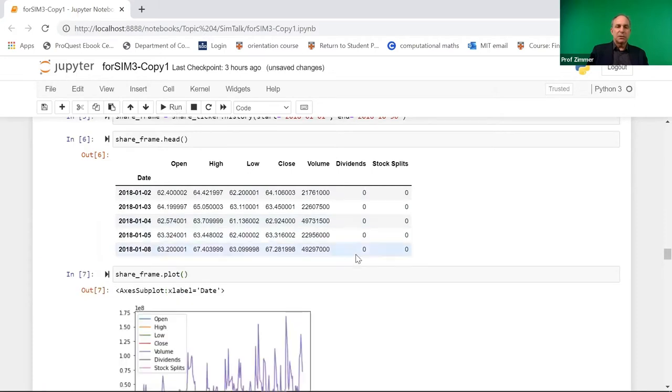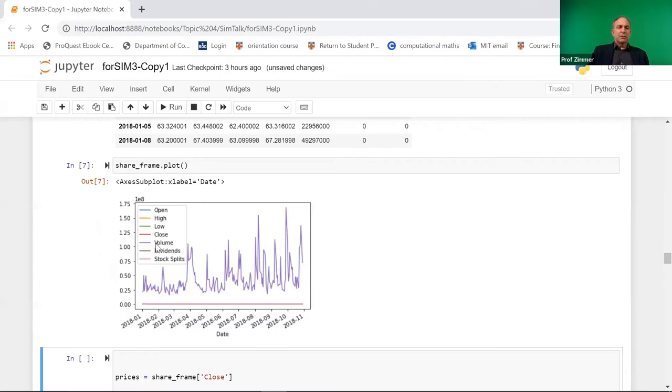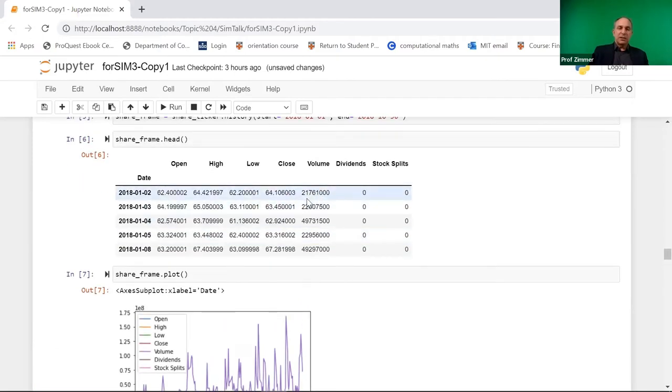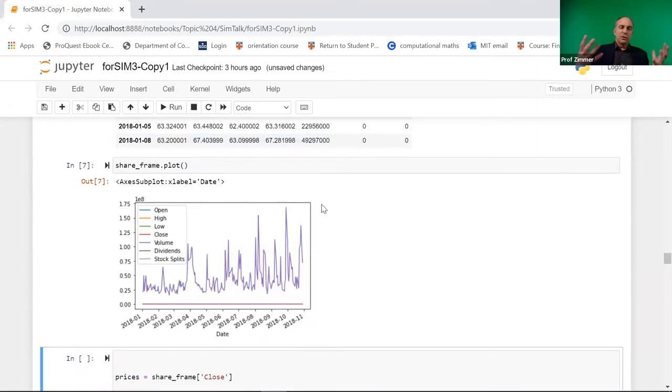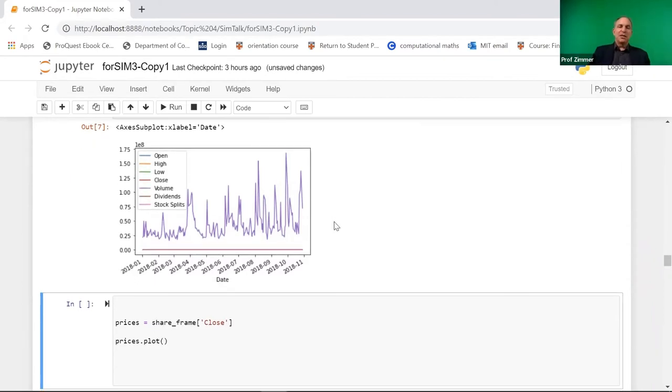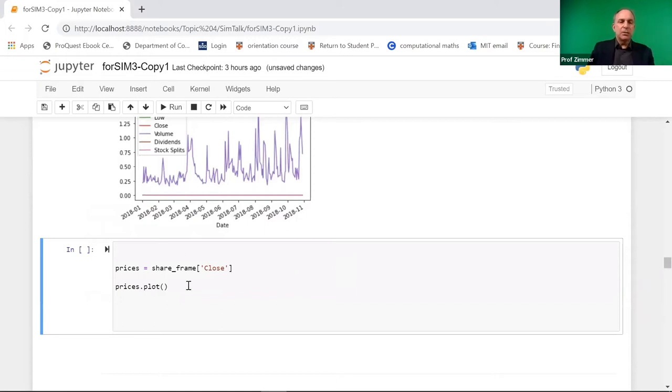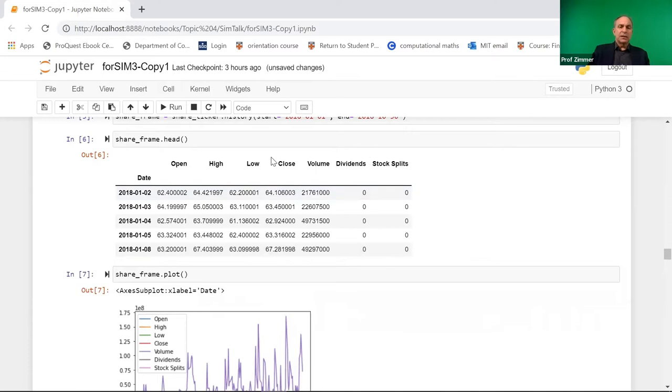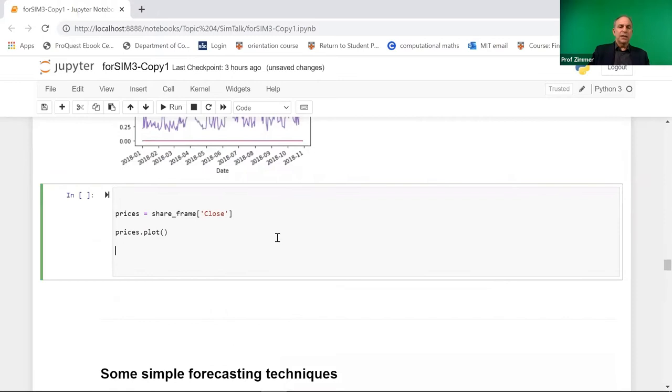But let's draw a graph and see what happens. Here's a graph of this data. I've got lots of things here, about eight, I think, but it looks like I've only got two. I've got this big purple one, which is really interesting, and I've got this horizontal line. What's happening here is the purple line is the volume. If you look back to here, the volume is in millions, I think 21 million, and the opening price is 62. So everything else is dwarfed by the volume. We don't want the volume to be there at all, or if we did, we'd have to do some scaling. But what I'm going to do is get rid of it. In fact, I'm going to get rid of all of these columns except for the close one, which means the price at the close of the day.